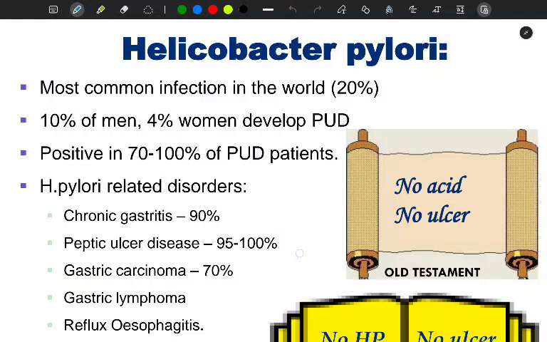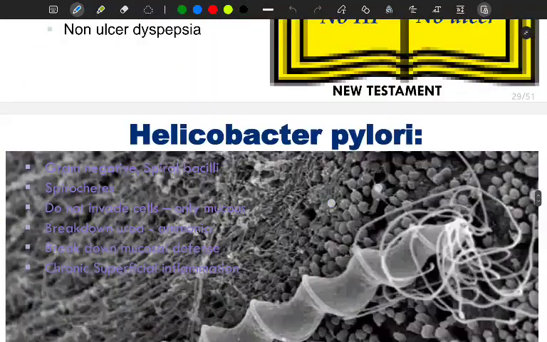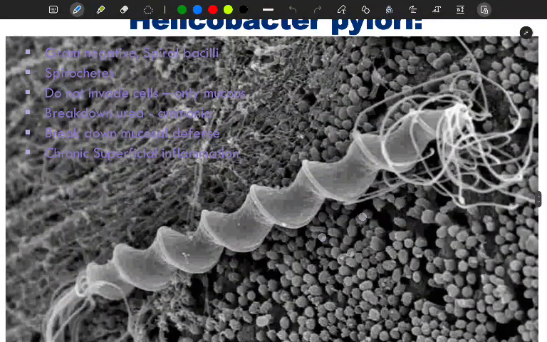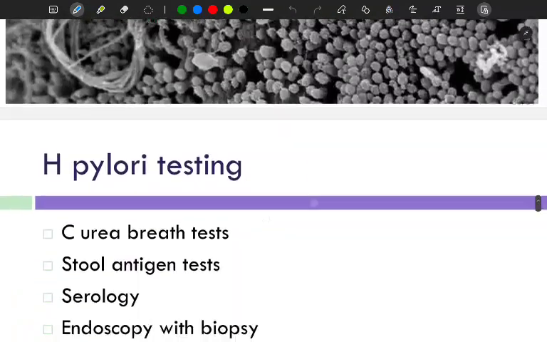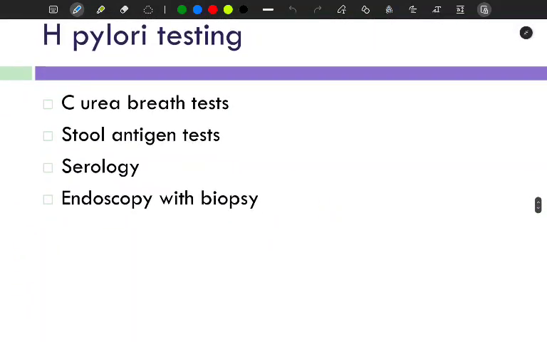Reflux esophagitis and dyspepsia. Next, please. H. pylori, as we said, does not invade the mucosa; it breaks down the urea into ammonia and breaks down the mucosal defense. Next. H. pylori tests: urea breath test, carbon-labeled breath test, C14, where they add the radio label at carbon atom number 14; stool antigen; serology; endoscopy biopsy. Next.